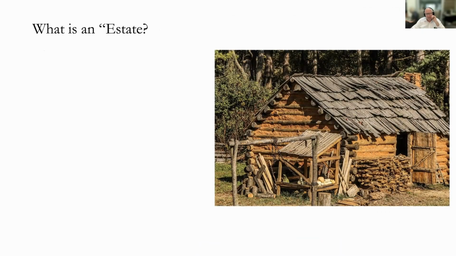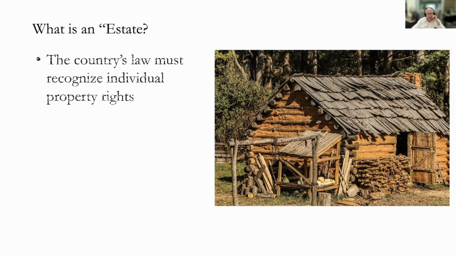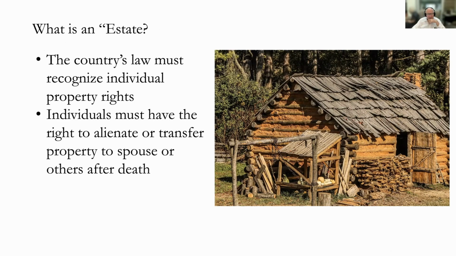So what is an estate? We keep using the term estate. I keep saying the estate. And what the estate is, first of all, as I mentioned, the country's laws must recognize individual property rights. That is, individuals have an interest in property. And the individuals must have the right to alienate, that means to sell, rent, do whatever, or transfer property to a spouse or others after their death. So if those two things aren't satisfied, then there's not going to be any probate laws. It's just not going to exist.